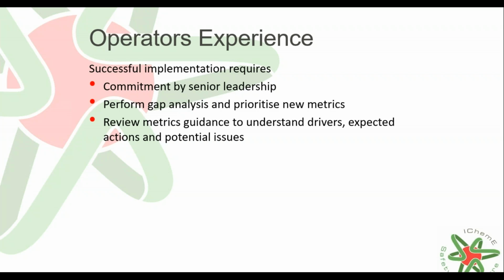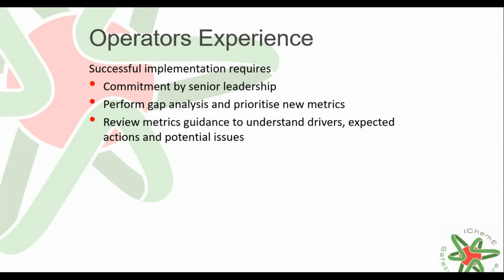The next one you need to do is understand the drivers. So you need to understand, if I start measuring this particular metric, what are possibly the drivers that are occurring? What are the positive actions that might occur? Am I set up resource-wise to help manage that? And then also, what are the potential issues?